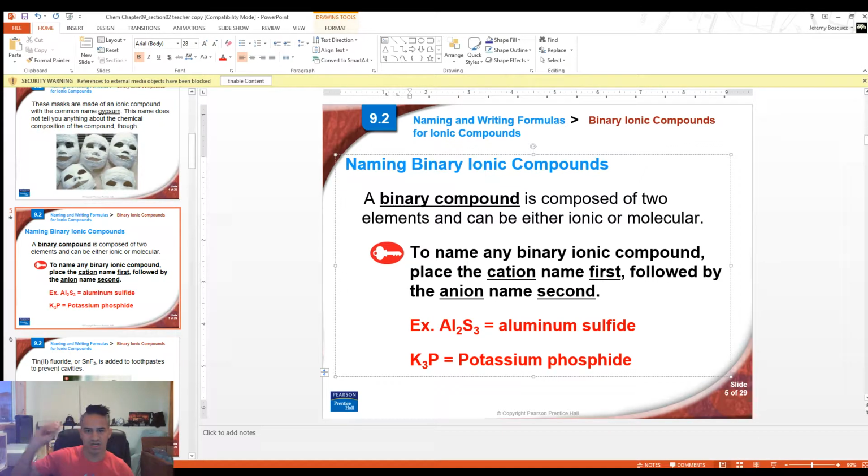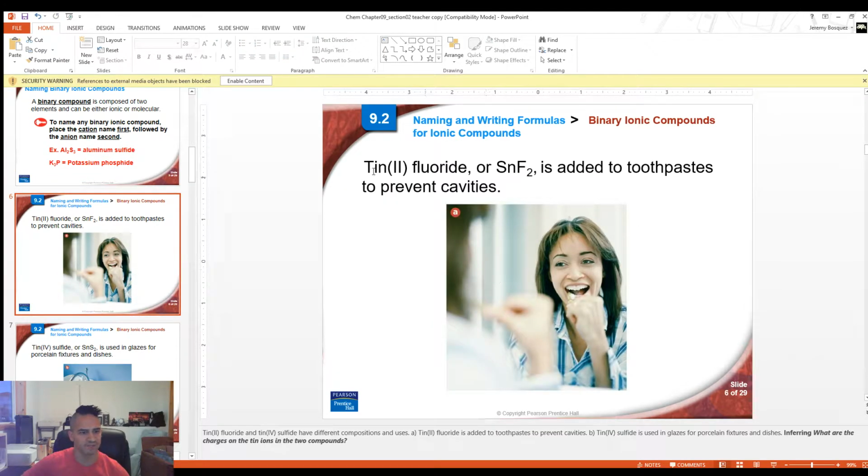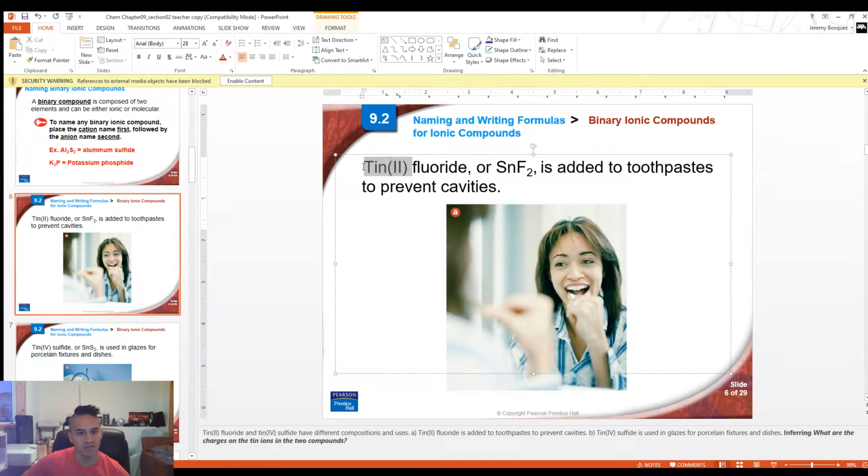But name the metal first, anion second, and it has to end in "ide." Or at least for these ones it does, because we're not dealing with polyatomic ions. So here's an example: tin 2 fluoride.